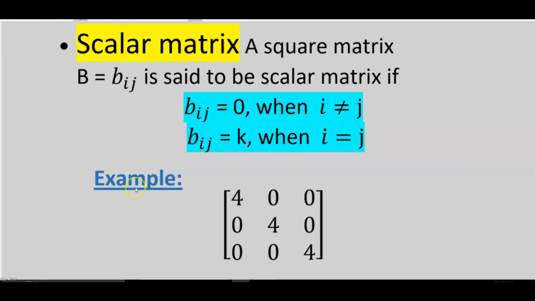For example, I am taking the scalar as 4 here in the example. As you can see, Bij where i is equal to j, so B11 is equal to B22 is equal to B33, the entry is 4 in the given example. And all other entries where i is not equal to j, that are the non-diagonal entries, are all 0, right? So that is the scalar matrix.